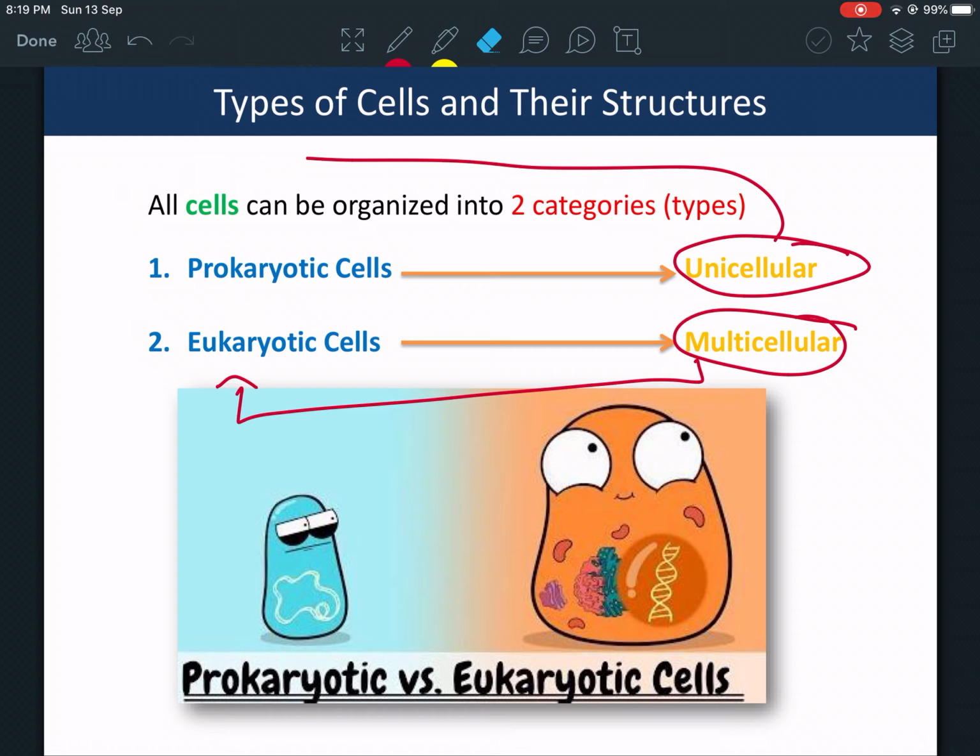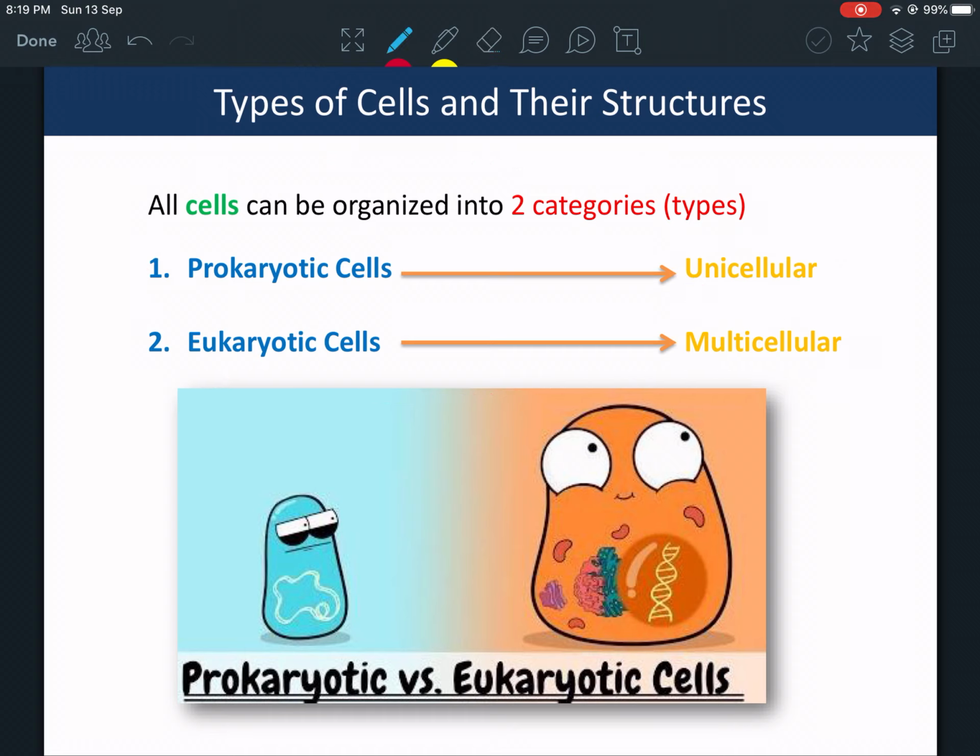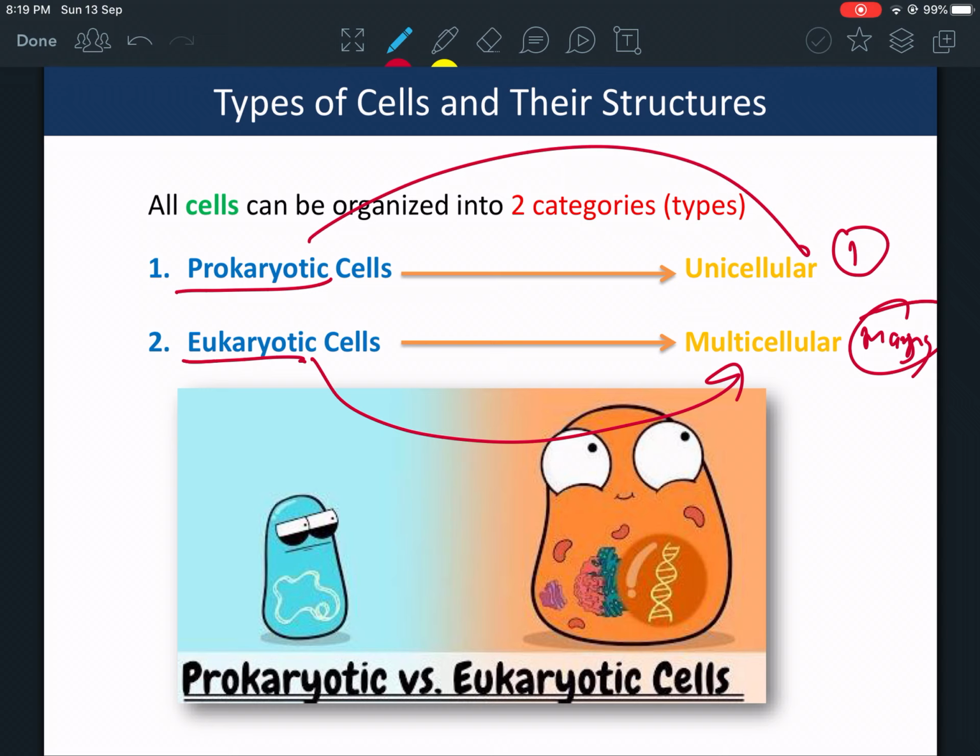Prokaryotic cells are the unicellular ones, made of one cell, and multicellular are made of many. So a eukaryotic cell is a multicellular organism and a prokaryotic cell is a unicellular one.